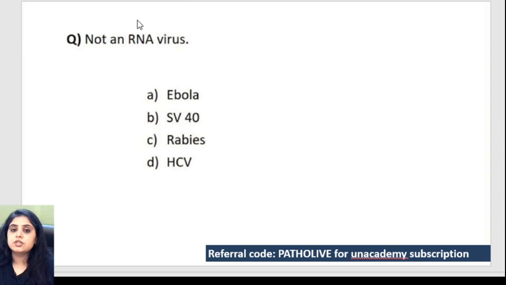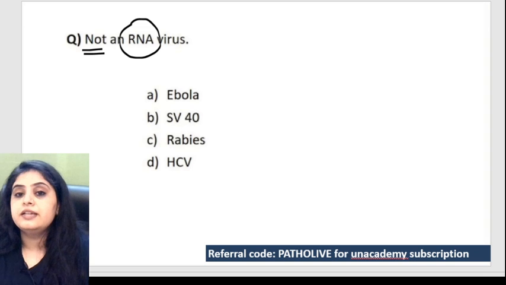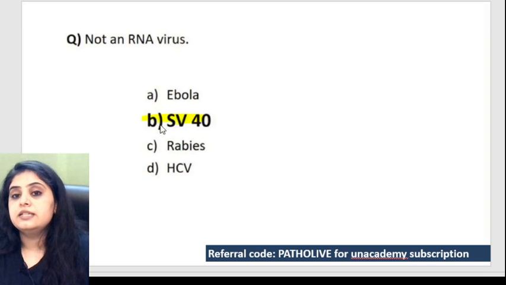Well, having done this, let's move on to the next question, and it's a simple one which brings us to the classification. Which of these is not an RNA virus? So basically, which of these is a DNA virus is what they want to ask you. Ebola, SV40, rabies or HCV. Which of these is a DNA virus? I hope you remember it is SV40. It is a DNA virus.